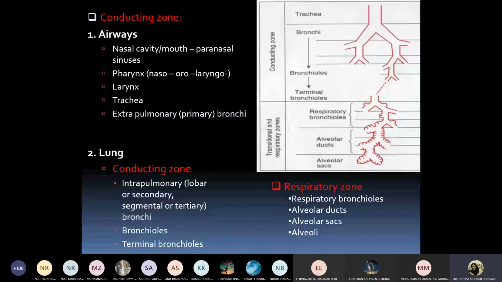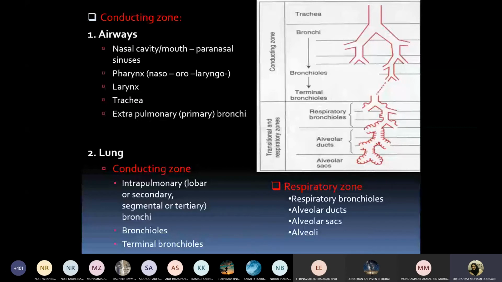Just look at the figure above. For trachea, bronchi, and bronchioles, you can see the wall is very rigid. When you go to the respiratory bronchioles, alveolar duct, and alveolar sac, the walls become very collapsible and very thin so that gaseous exchange can take place. So the histological structure of these organs basically depends upon their functions.